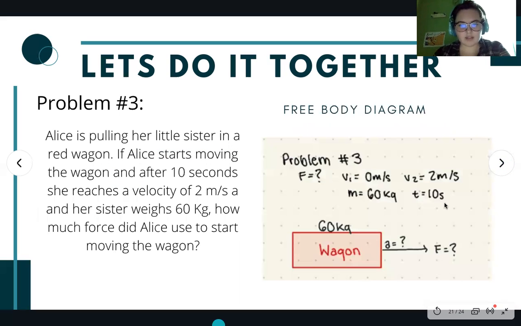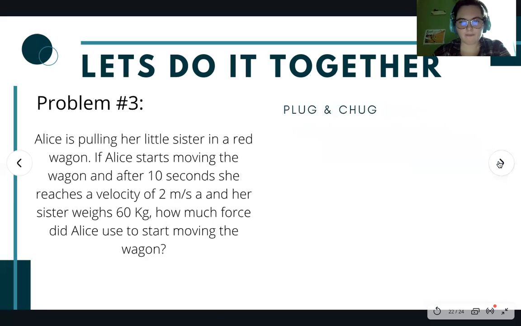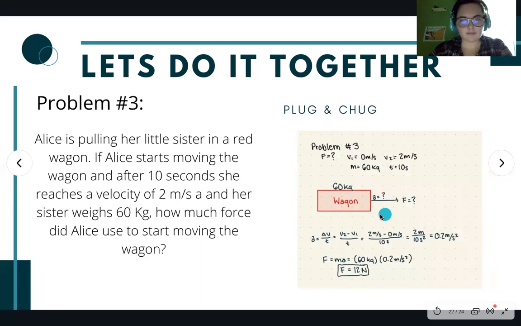So we draw a free body diagram. It's pretty much the same for each of these. That's just a visual representation of what's going on. So now we're going to plug and chug. So first, because we only have velocity, we don't have acceleration, we're going to calculate our acceleration. So we're going to do our final velocity, 2 meters per second, minus the initial velocity, 0 meters per second, divided by the time.